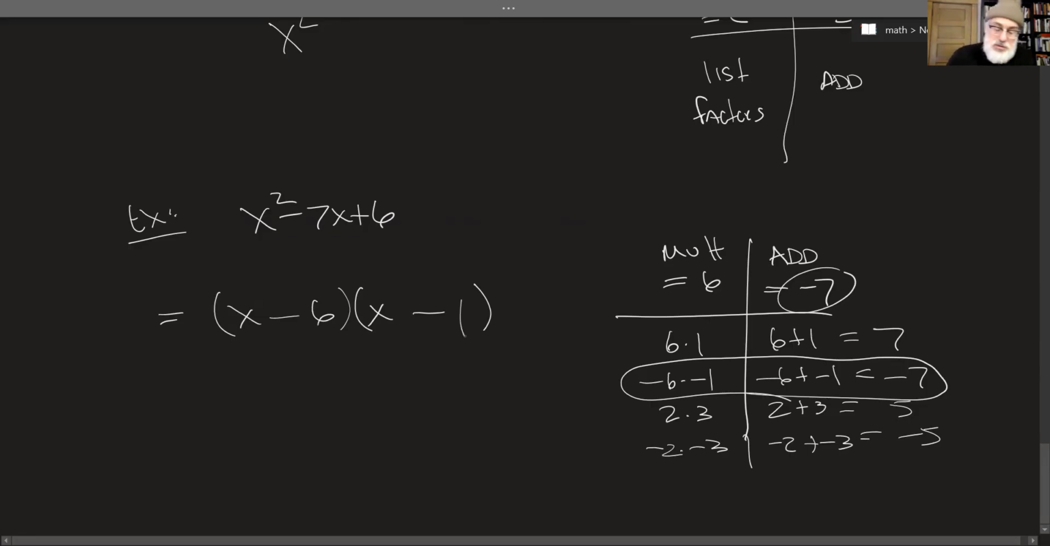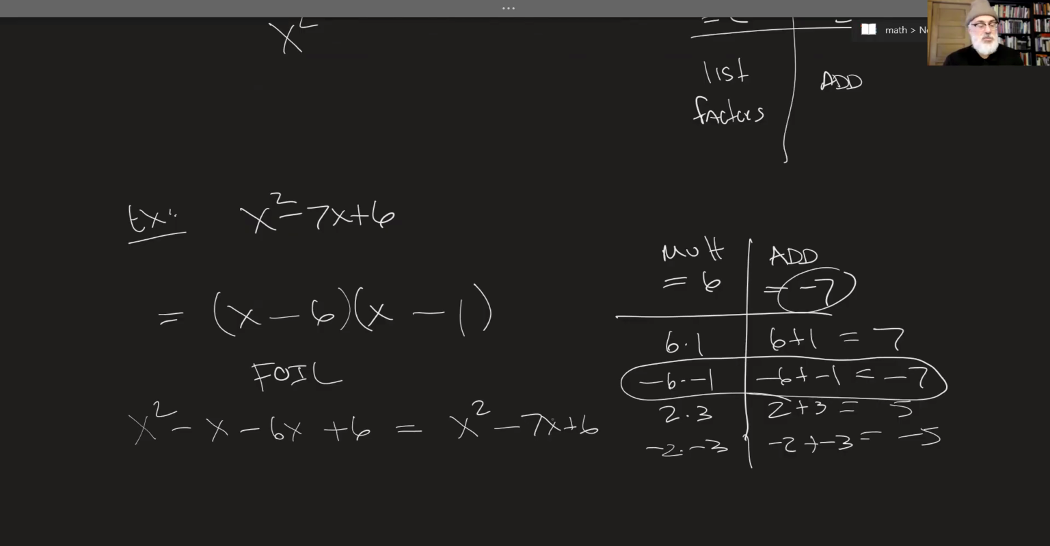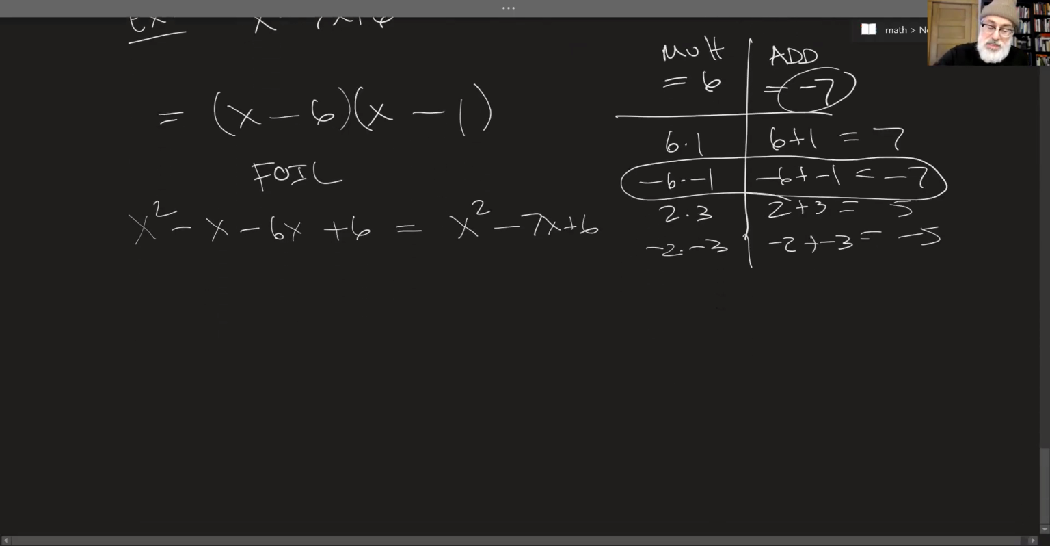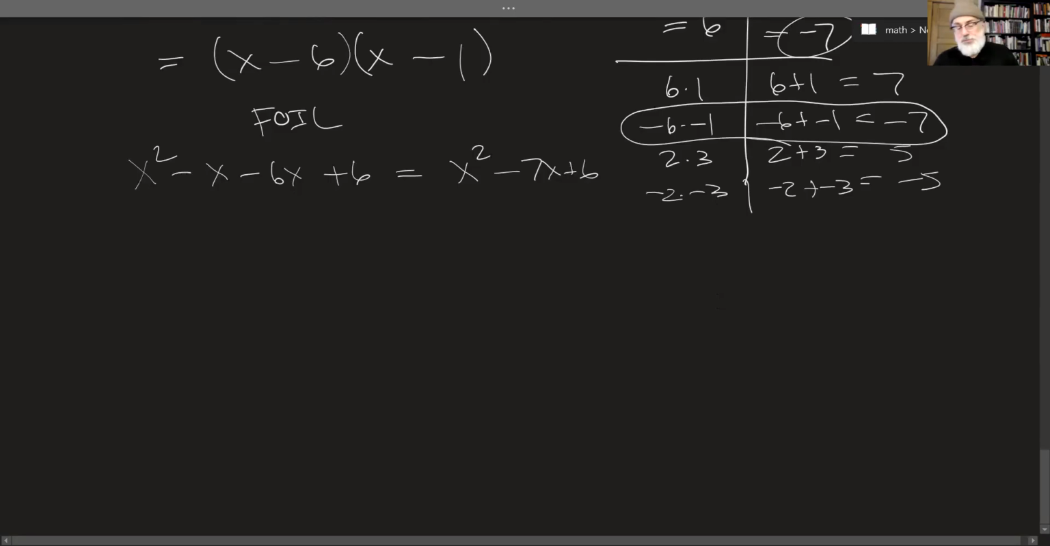That's the factorization. Now, if we want to check it, we would FOIL. So we get x squared minus 6x minus x plus 6, which is x squared minus 7x plus 6. So that checks out. So the factorization of x squared minus 7x plus 6 is x minus 6 times x minus 1. Two binomials. So that's handy, undoing FOIL, factoring.